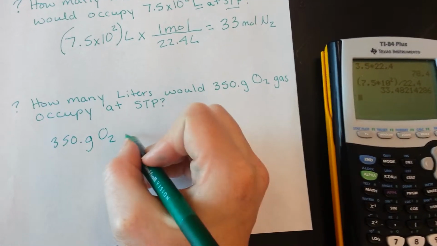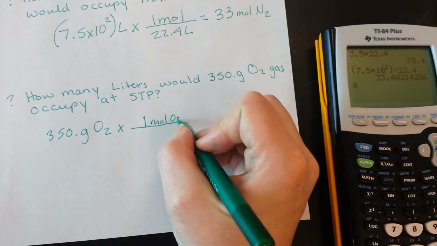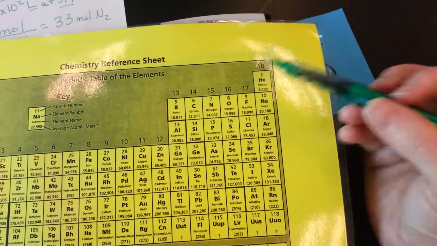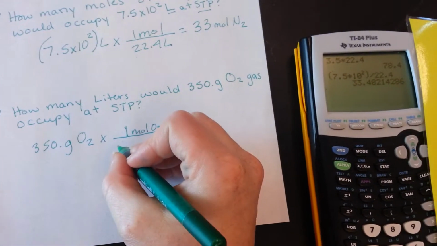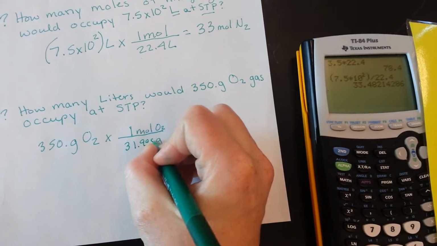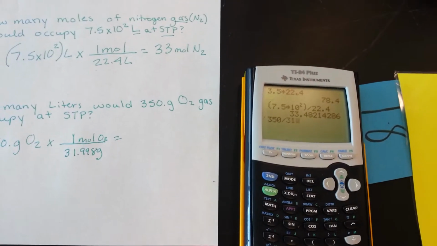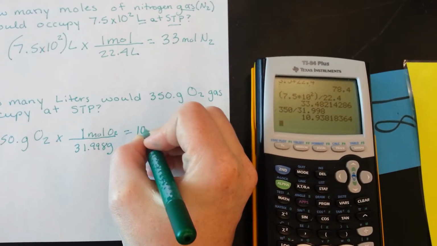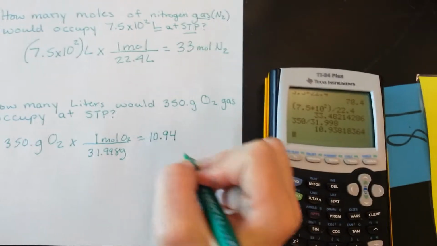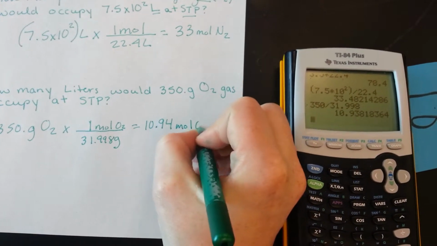grams O2, first we need to find the molar mass of O2. I know for every 1 mole of O2, it's going to be 2 times the molar mass of oxygen because it's O subscript 2. So in my calculator, I'll do 15.999 times 2, which comes out to be 31.998. And so we'll do 350 divided by 31.998. That comes out to 10.94. Now I'm going to keep some extra sig figs because I'm in the middle of my problem. I'm not done. So that's moles O2.